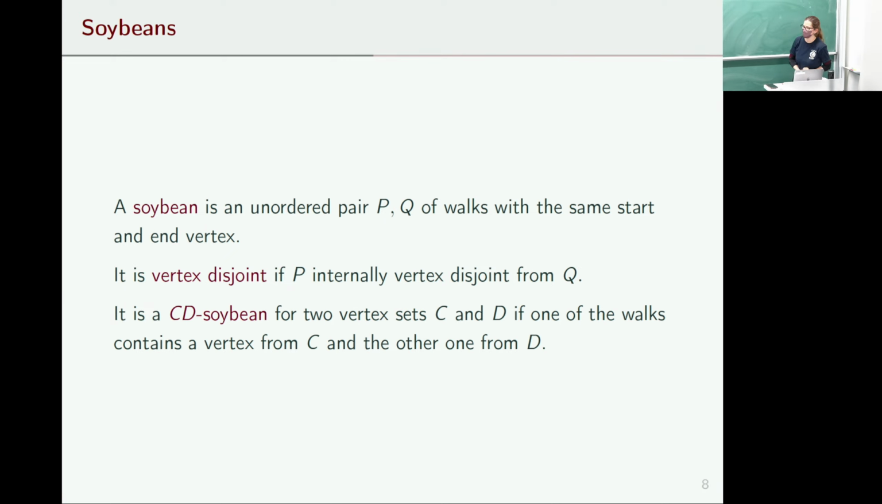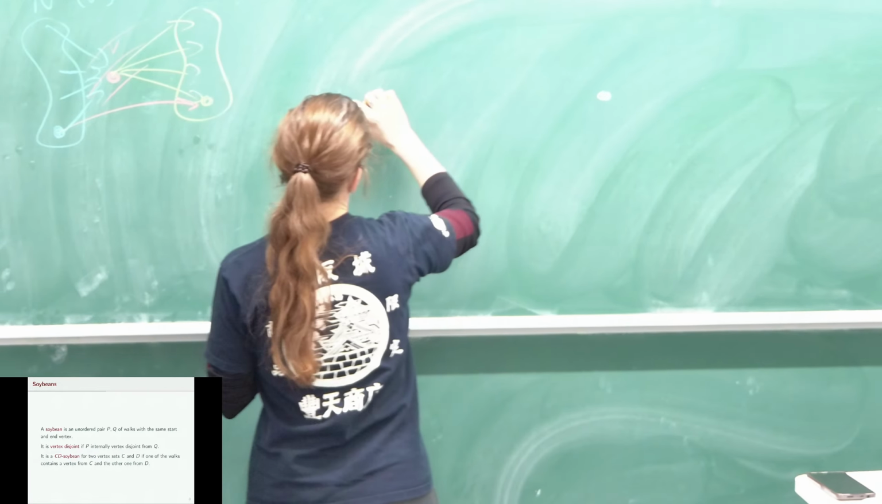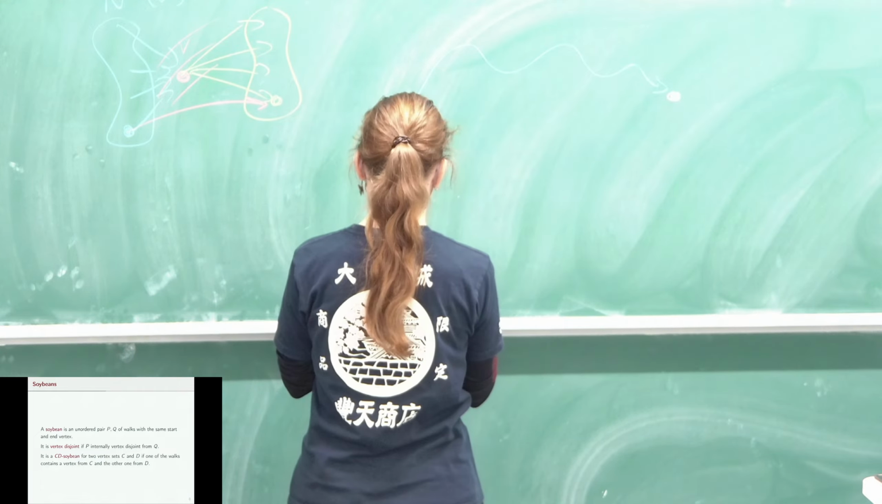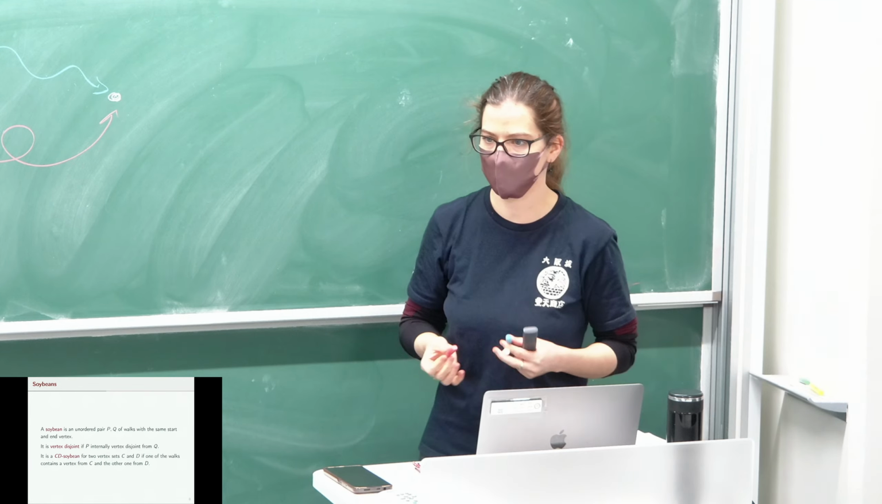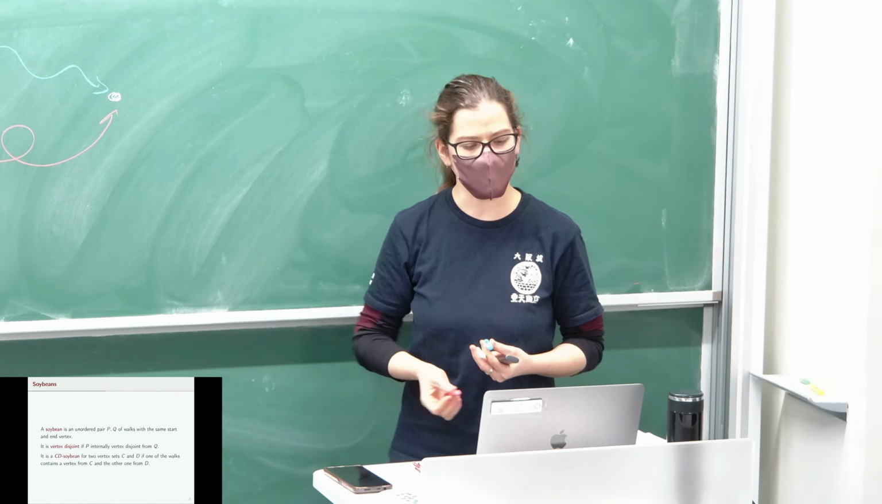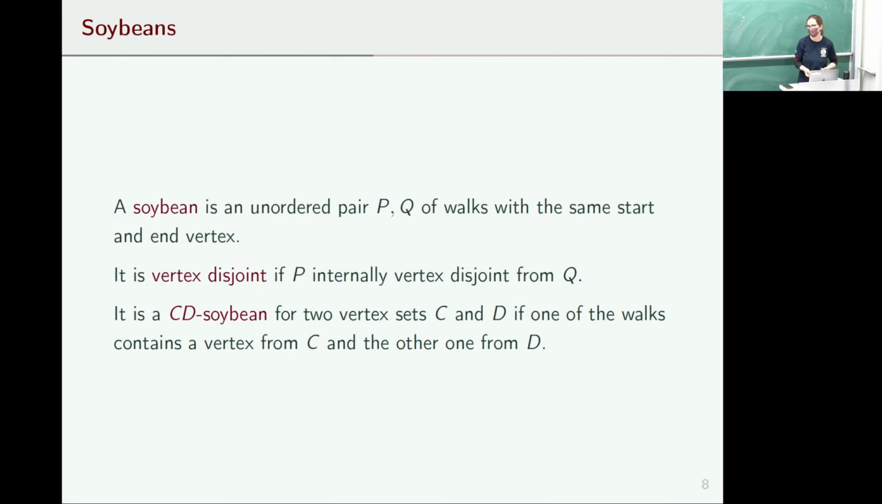We adjust it by using a small tool called soybeans. A soybean is an unordered pair of two walks, and they start and end in the same vertex. So I have a start vertex, I have some end vertex, and I have this walk and this walk, and they agree on their start and their end. They don't have to be disjoint. If they are disjoint, we call them vertex disjoint. The ones we work with normally are vertex disjoint.